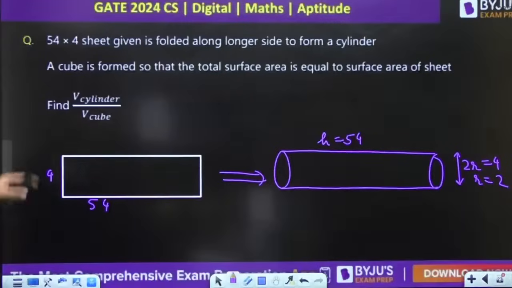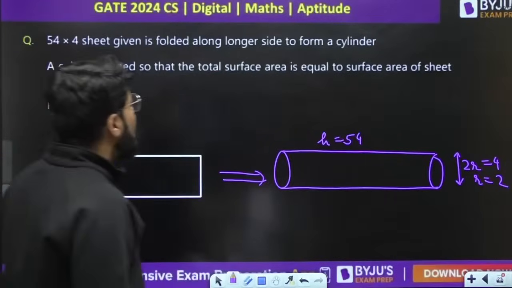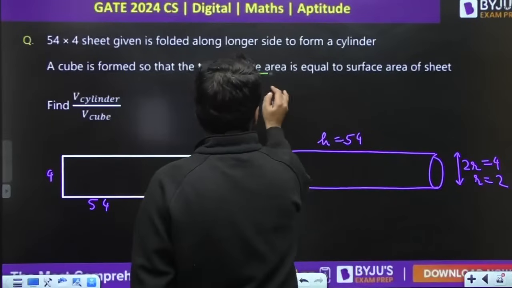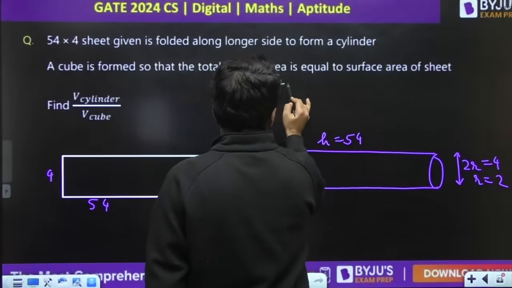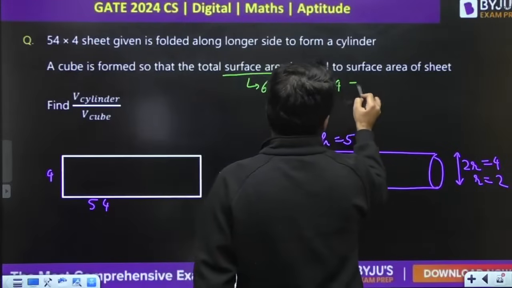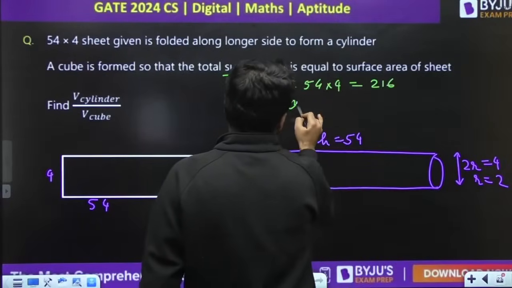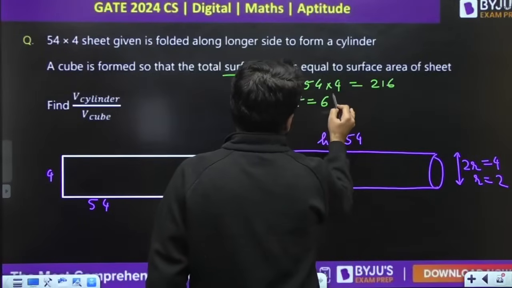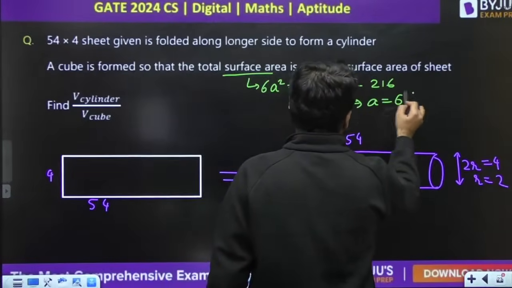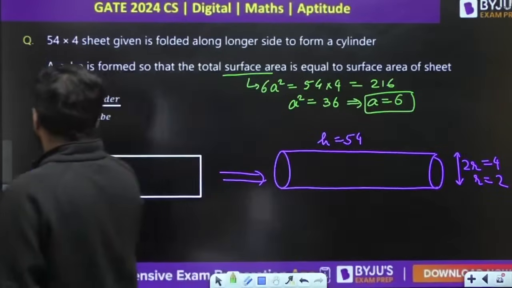Now a cube is formed so that the total surface area is equal to the surface area of the sheet. Now what is the total surface area of the cube? It is basically 6a square, and that is equal to the surface area of the sheet, that is 54 cross 4. 54 cross 4 becomes 216. So what is the value of a square? वो हो गया 36. Okay, so a is equal to 6. Now here we have your answer.